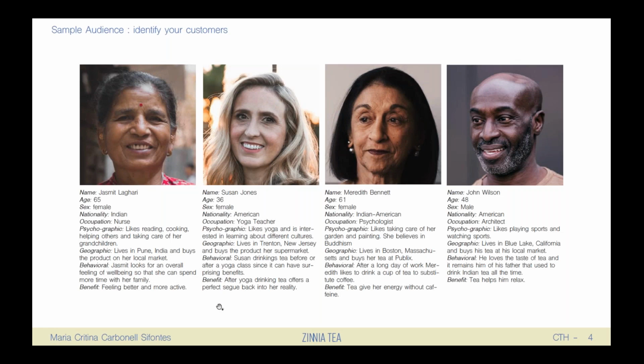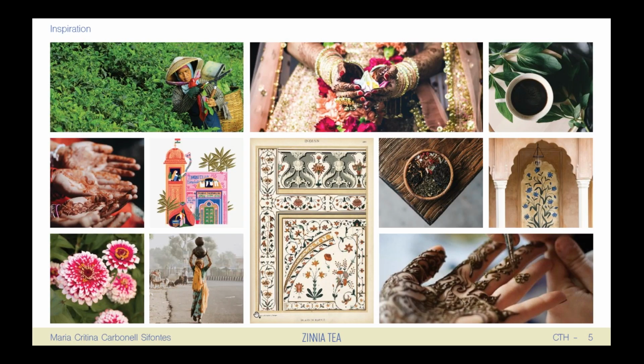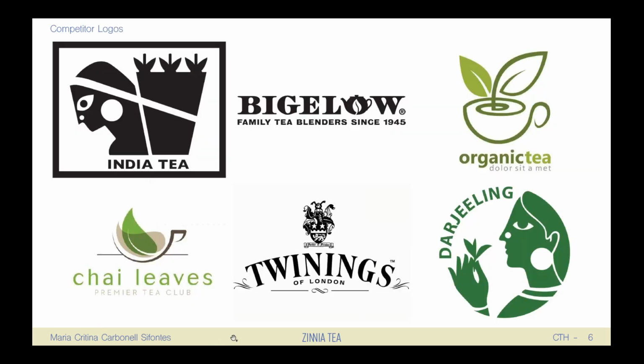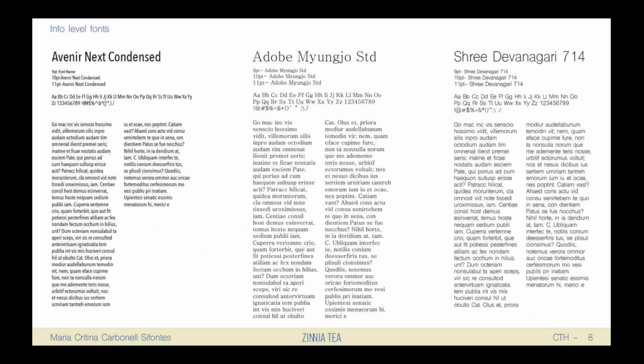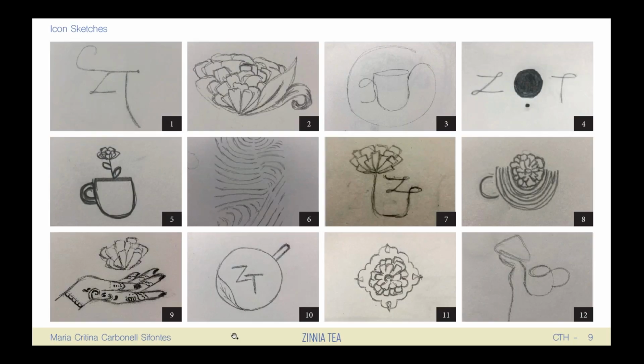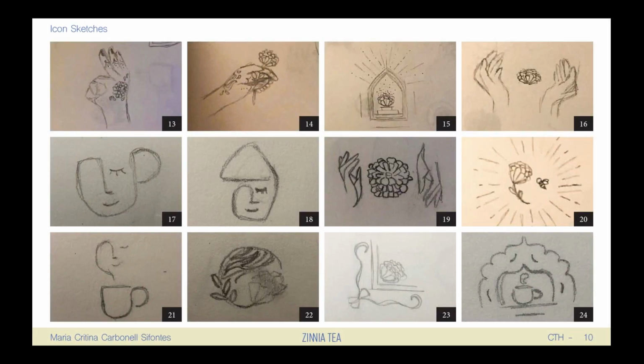Target audience. She's actually customized the fonts as well. Inspiration. So this was an Indian tea, and she looked at these henna tattoos and sort of interesting people gathering tea leaves. Some interesting stuff for her inspiration. Her competitors. She dug deep, found her 6 competitors. Fonts. Sketches. She did 2 rounds of sketches.